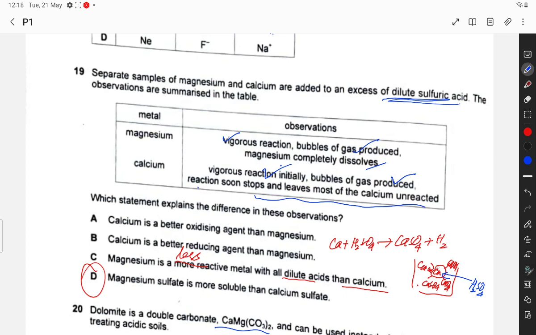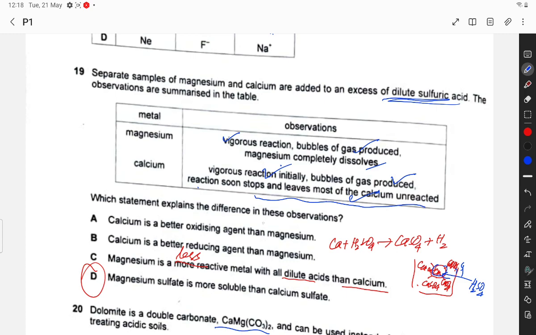the further reaction. For example, this is the calcium and solid calcium sulfate covers this calcium, which hinders the further reaction of calcium with sulfuric acid. So that's why this is the correct reason.